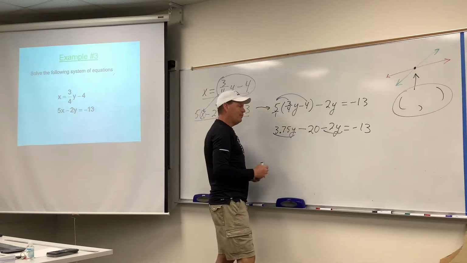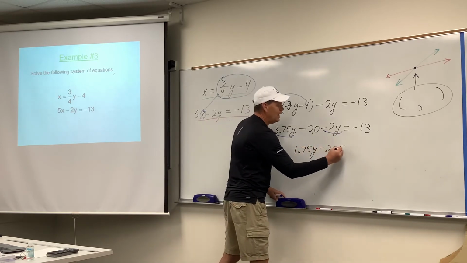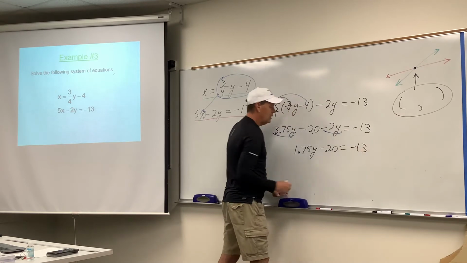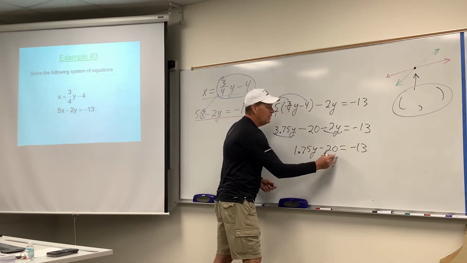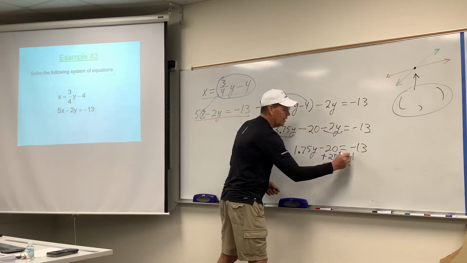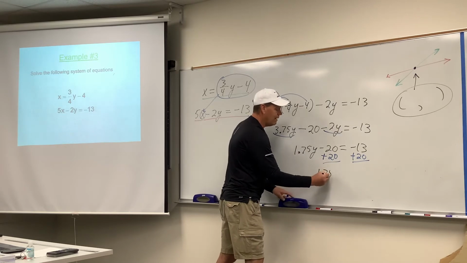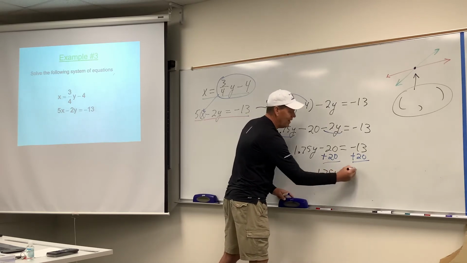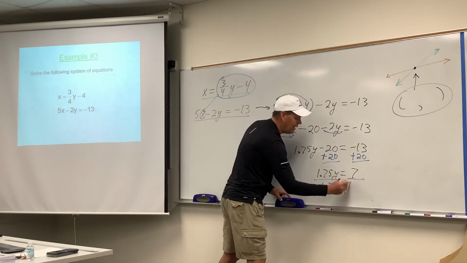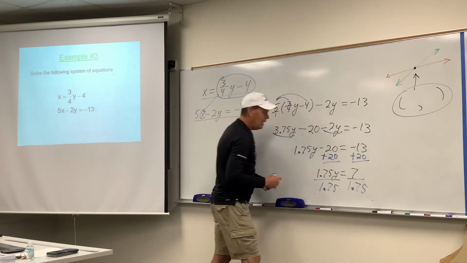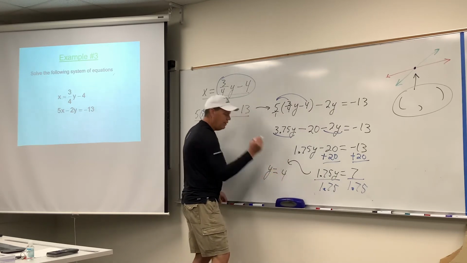Combine like terms. That would be 1.75y minus 20 equals negative 13. Linear, first power. Hey, I'm a variable, you're a constant. You've got to keep them separated. So that would be 1.75y equals 7. Divide by 1.75, divide by 1.75. And it looks like, in this case, y would equal 4.